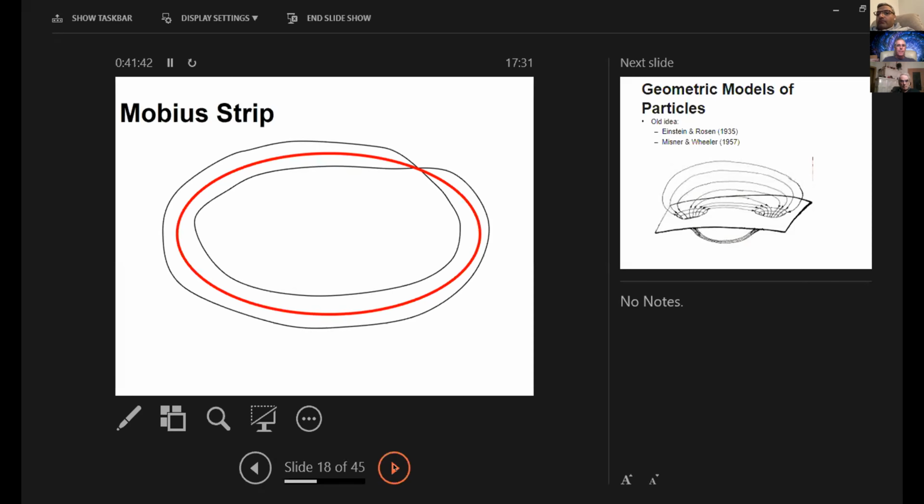It should be obvious. And this is an intrinsic property. You don't need to be outside the Mobius strip to do this. It's a property that can be defined within the surface.